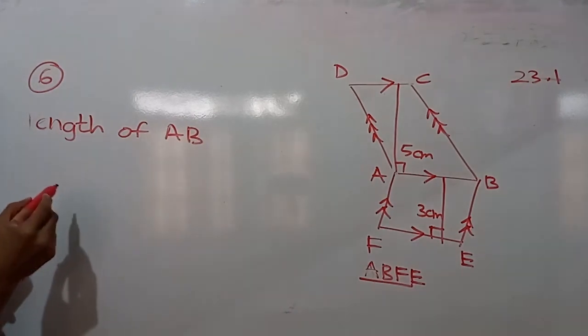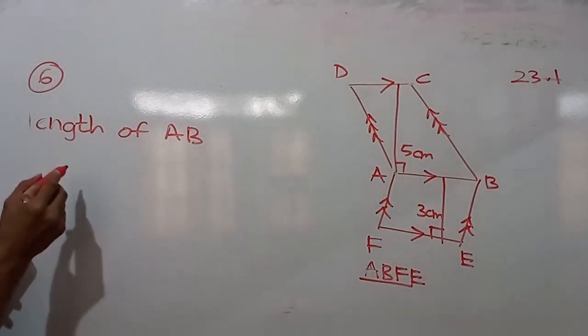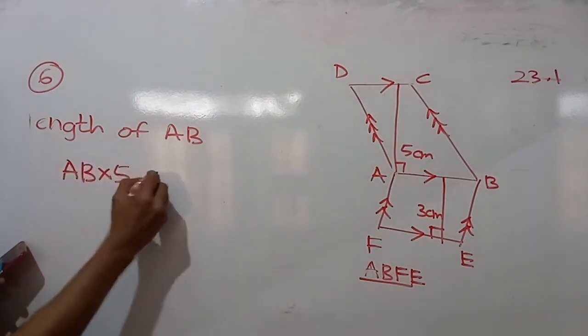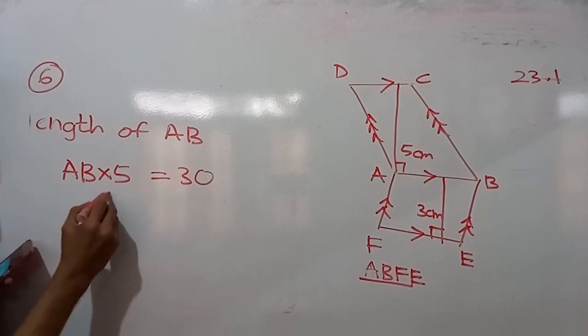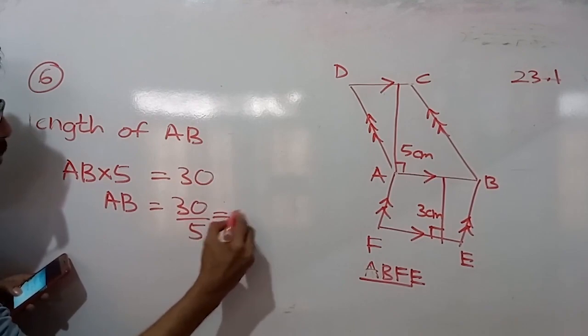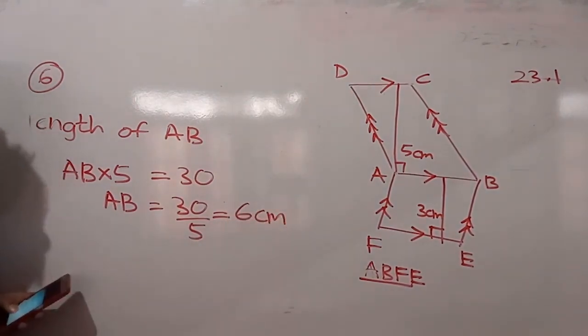Right? So that is what? So the area is what? 30 square centimeters. Okay. So we will write AB into 5 equal 30. So AB is what? 30 divided by 5. So we get 6. So that is 6 centimeters.